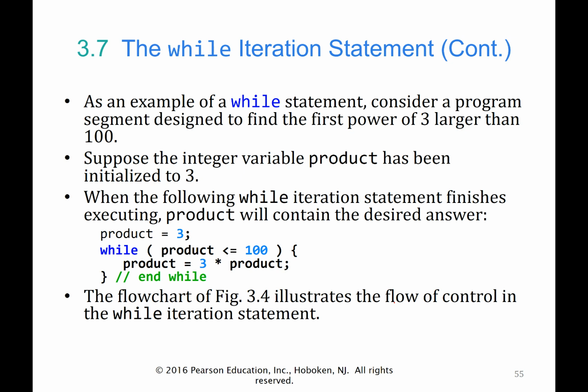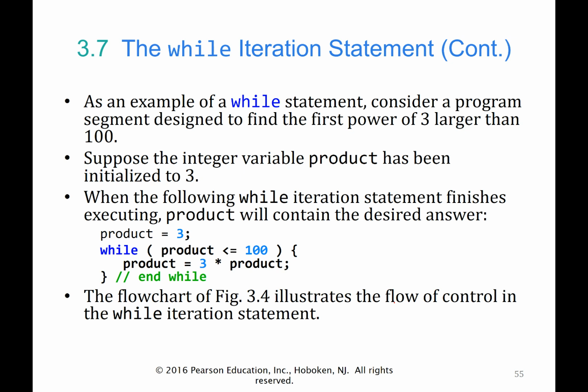He does it to us again. He says product is equal to 3. He says, while product is less than or equal to 100, product equals 3 times the product, and we end the while. So we keep doing this.